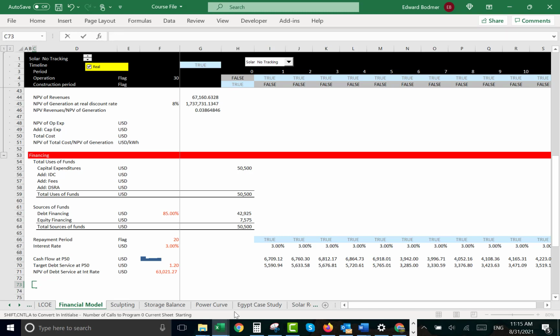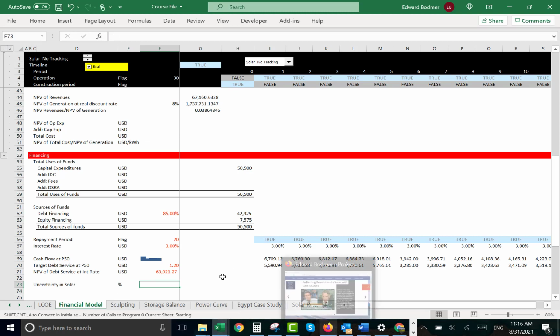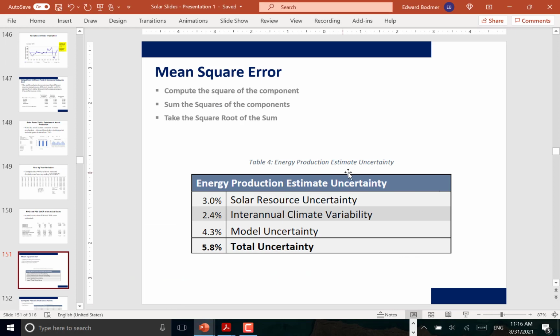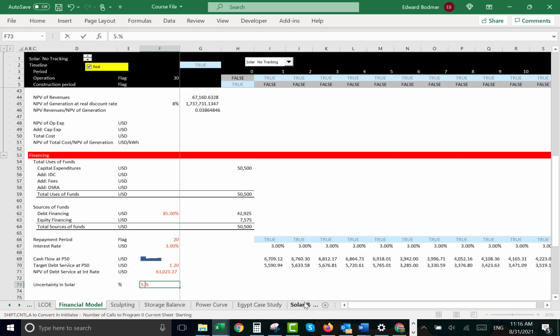So let's put the solar, and then I'll discuss it a little bit more, but I want you to remember mean squared error and norm inverse. So let's put that as a percent. And it was 5.8, right? Or it wasn't 5.4. Was it 5.4 or 5.8? 5.8. See, I remembered it vaguely. Okay, and then we put our 5.8% in, and then we can put our P50.